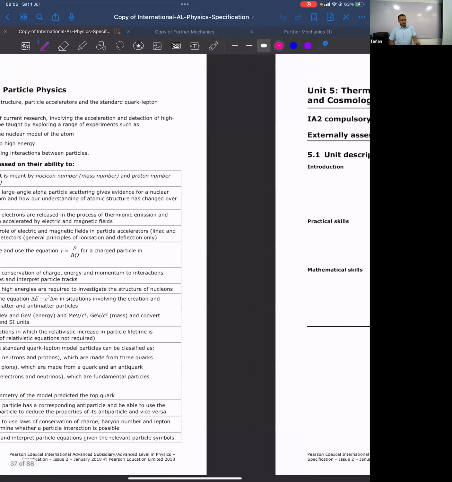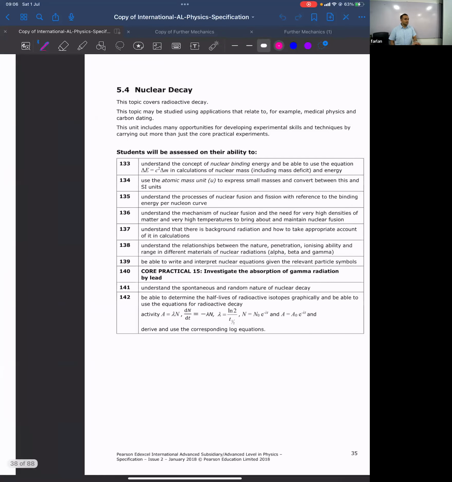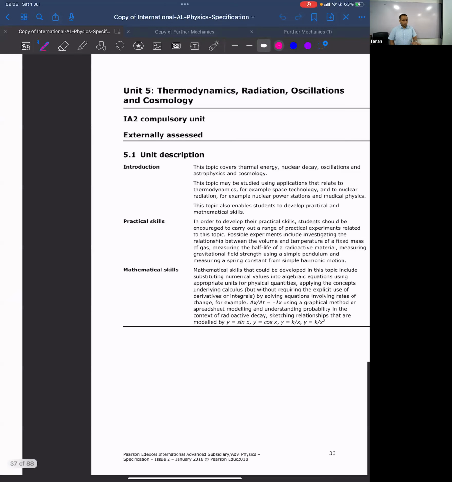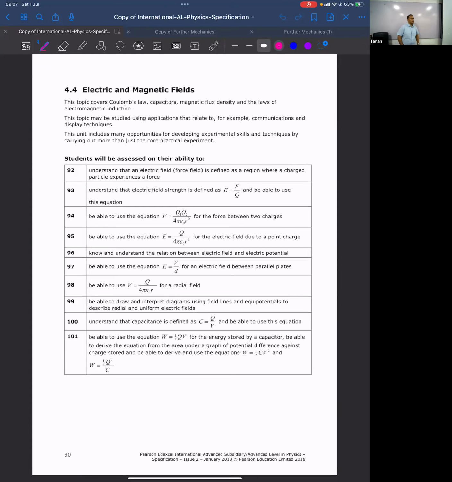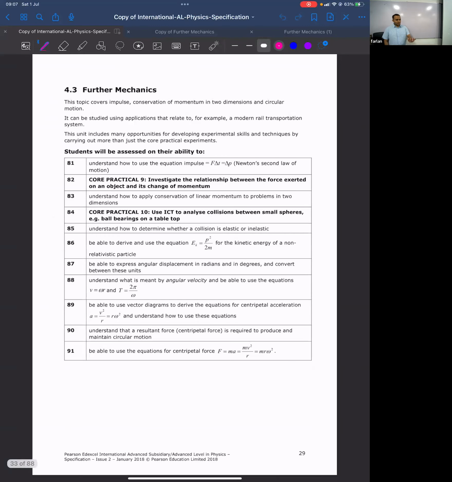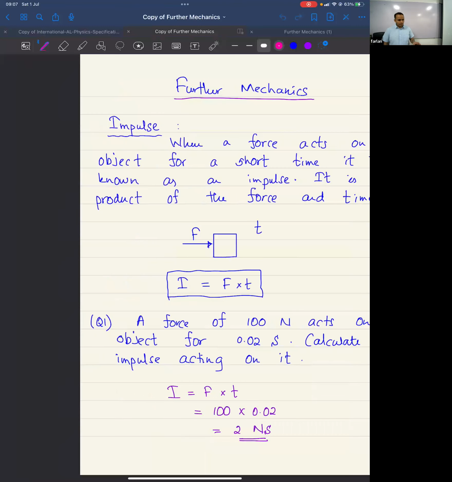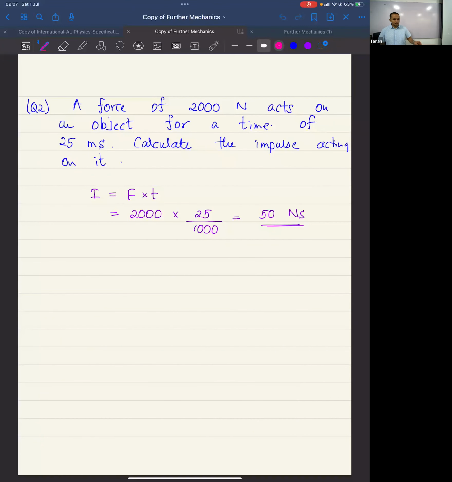And then guys, in unit 5 there are much more interesting topics. I'm not going to talk about it now. So we'll start with unit 4. The first topic that we are starting today is further mechanics. Write down the topic: Further mechanics.